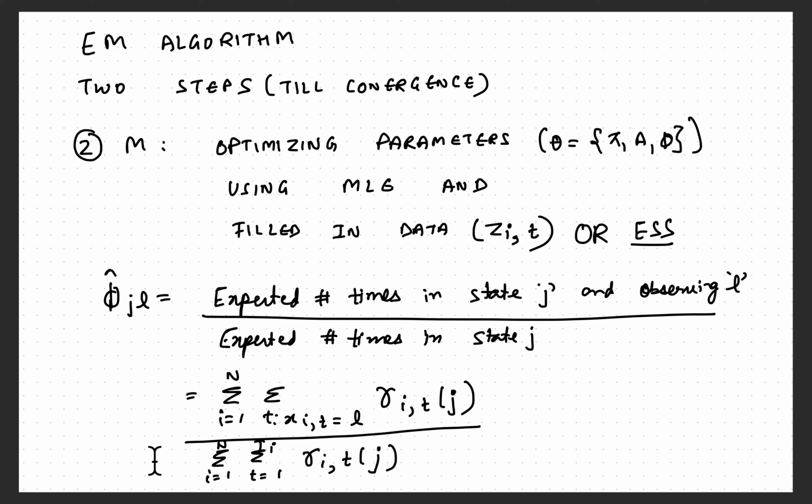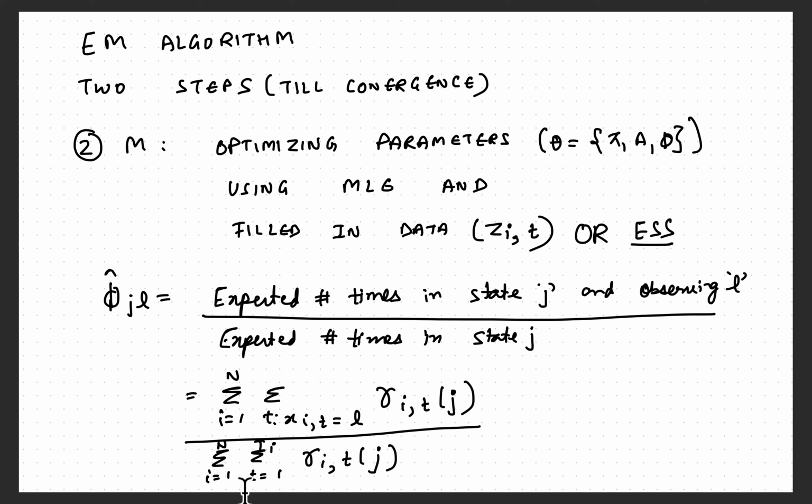And in similar fashion, we can compute phi hat of jl. So phi hat of jl is going to be the expected number of times you are in state j and you're observing the symbol l, divided by the expected number of times you are in state j. Right. So this can be written in terms of gamma. So gamma it of j, you're summing it over all the timestamps where xit is l. And you're summing it up over all the sequences, i equal to 1 through capital N. And the denominator is just the number of times you're in state j, which is just the summation over gamma it j from all the timestamps in a given sequence, t equal to 1 through Ti, and summed over i equal to 1 through capital N.